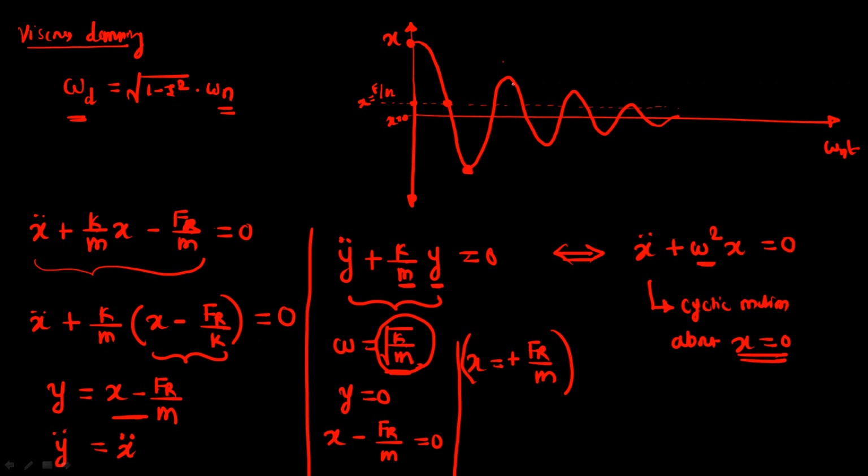Again, for the remaining half cycle, that is from the left side to the right side, it will perform the same cyclic motion with the same frequency, but here the mean point will be x is equal to minus F upon m. Okay, so this is the point which is x is equal to minus F upon m. So from left to right, this is the midpoint for that oscillation.